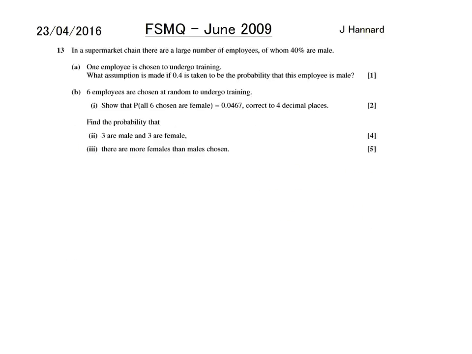Question 13. In a supermarket chain, there are a large number of employees, of whom 40% are male. One employee is chosen to undergo training. What assumption is made if 0.4 is to be taken as the probability that the employee is male? There's a random selection. That is the only thing that you can say for that one. That's 1 mark.